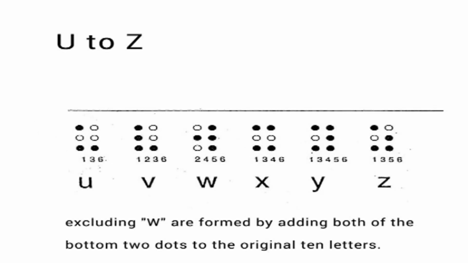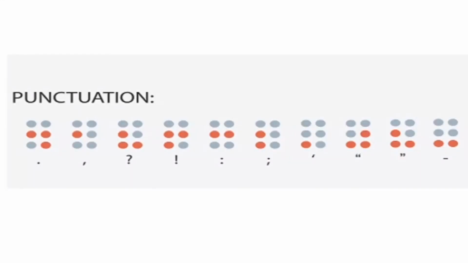The next 5 letters, excluding W, are formed by adding both of the bottom 2 dots to the original 10 letters. W is anomalous because the letter did not exist in French, the language for which Braille was originally designed. The next prerequisite is learning punctuation.